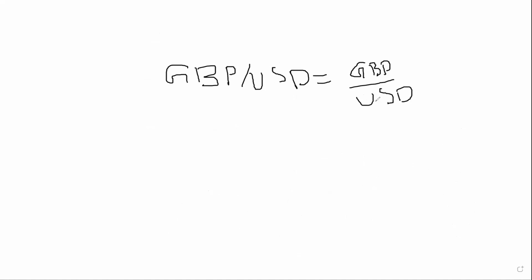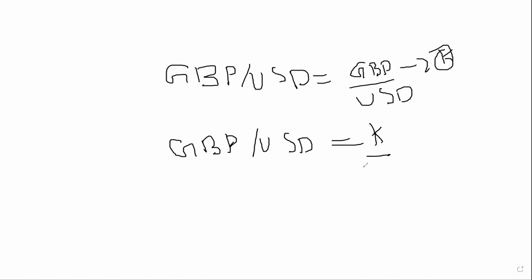Yeah, the British pound is divided by the US dollar, because that's how the exchange rate is calculated in GBP US dollar. So GBP divided by US dollar, right? If we are only considering that the USD news comes out and there is no news on GBP, then we can keep GBP as a constant K. So this becomes GBP / US dollar equals K divided by US dollar, with K constant, right?